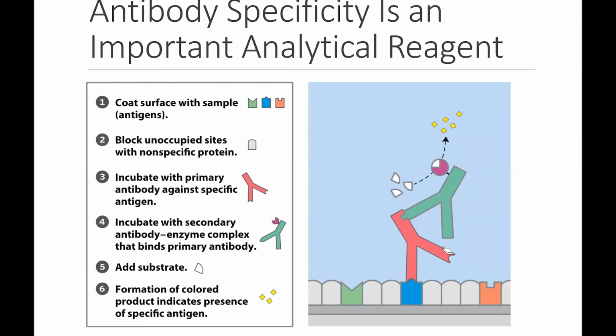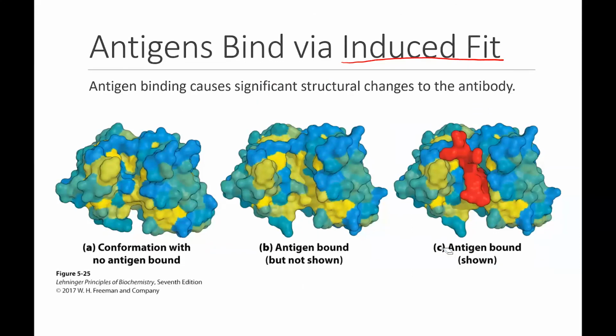Now, again, we spoke about this a little bit previously, but a reminder of how we use antibodies and their specificity in biochemistry very often to run different assays. So it's used as an analytical reagent. It's used to help us recognize and analyze and get information from different samples. Because antibodies have this very high specificity, because again, when they bind, they have this induced fit.